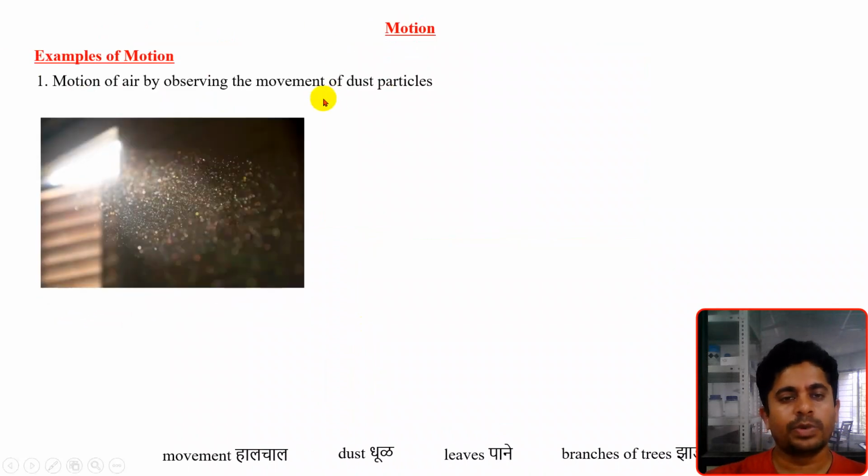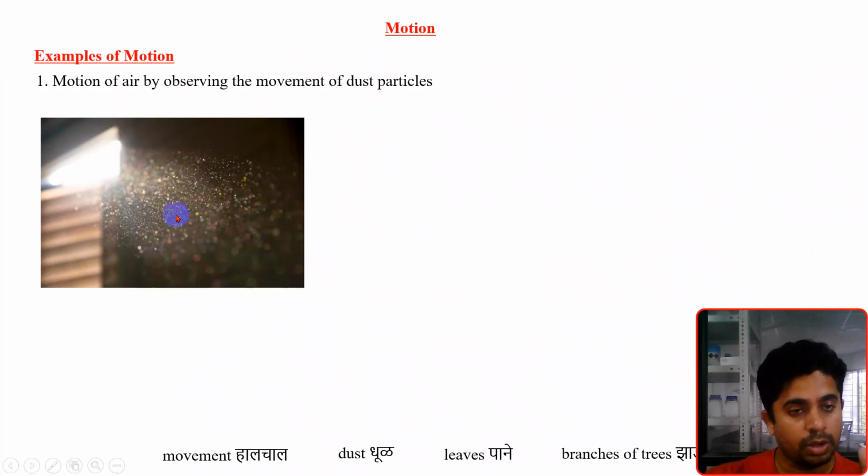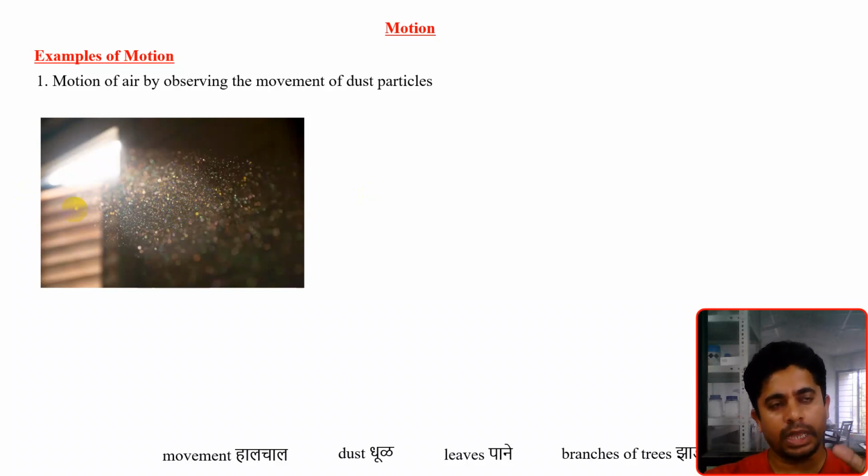Motion of air, by observing the movement of dust particles. Sometimes at home, in a particular room, through some corners, sun rays will come inside the room. And in those sun rays, we will observe some dust and the movement of those dust particles. And through that movement, we will come to know, yes, there is a particular motion of the air in that area.